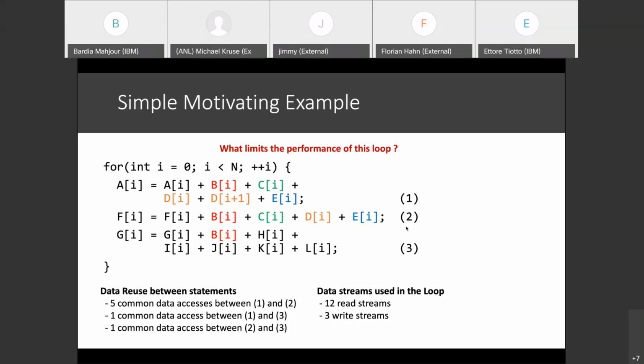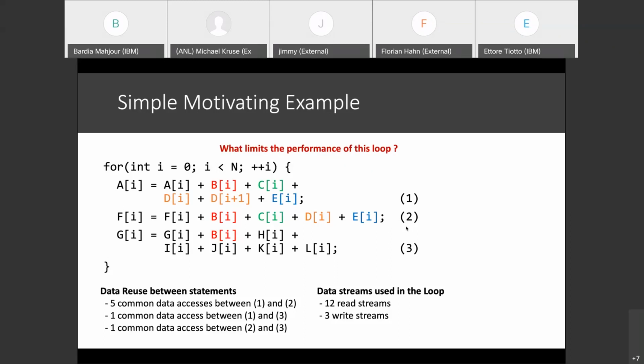Also, these are all stride 1 accesses, so we can count the number of accesses for this array, and these are called data streams. If we count them, we see that in total, the entire loop contains 12 read streams. So we're reading stride 1 accesses in this array. For B, we count the stream only once, because even if you have multiple accesses to the same array, that's the same stream. And then we have 3 write streams.